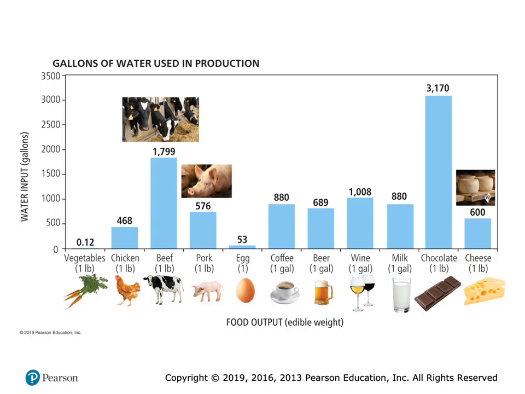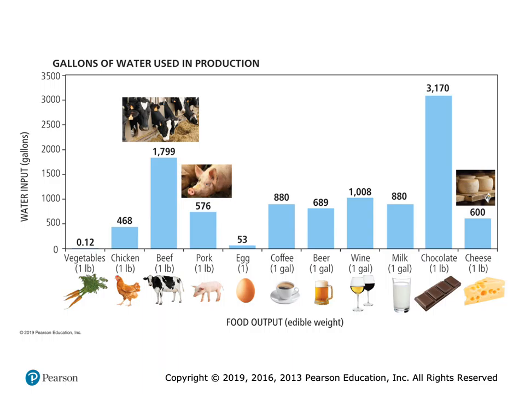Here's a look at how much water is in your food. Vegetable production requires a fraction of the water needed to grow and process meat. Production of beverages such as coffee and wine are also high in water demand. So this is just a look at the gallons of water used in production. Not much is used for vegetables, so we should probably be eating a lot more of those.